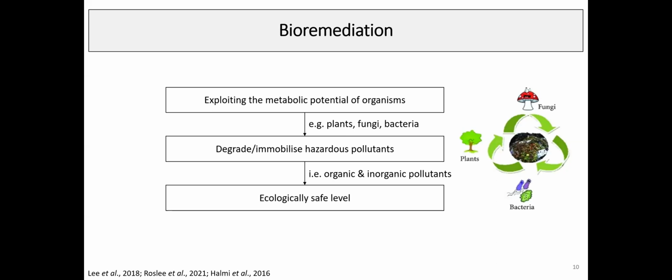One of the solutions to the pollution problem is bioremediation. Bioremediation is basically the exploitation of organisms such as plants, fungi, and bacteria, whose metabolic potential can degrade or immobilize hazardous pollutants, including both organic and inorganic, to an ecologically safe level.